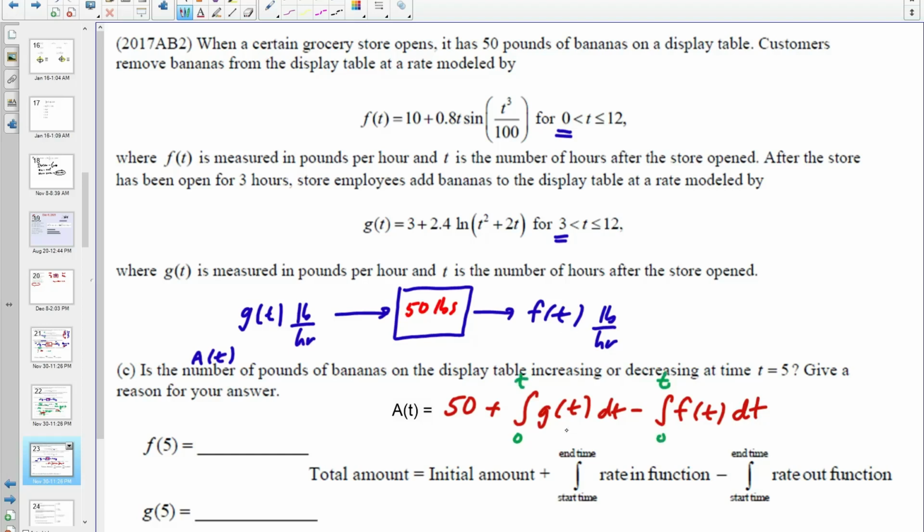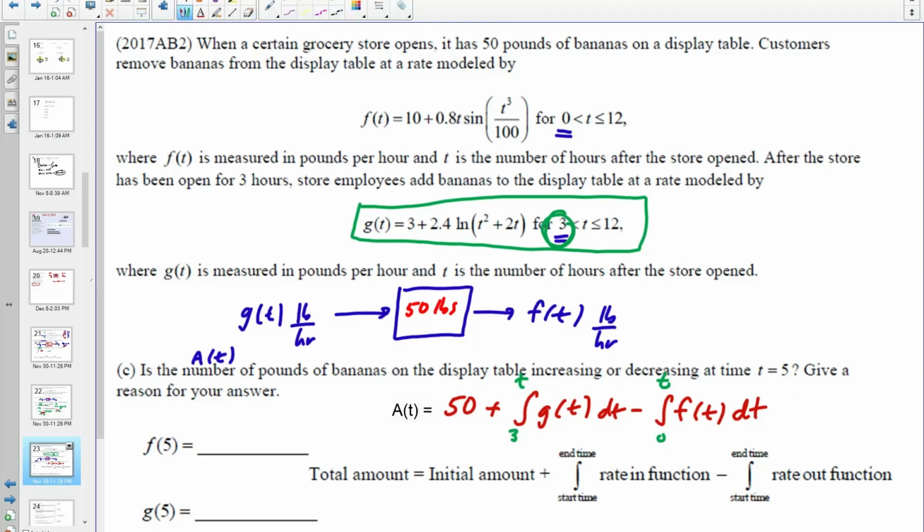Now there's something wrong with this problem. Do you see what's wrong? There's something technically wrong. I put something wrong in here. What's wrong is g of t doesn't start until time is 3. So instead of 0 down here, this should go from 3 to t. All right, so this is how we figure out the number of bananas after time 3. After time 3, this is the formula for the number of bananas. And since we're looking at time 5, we're okay with this formula.